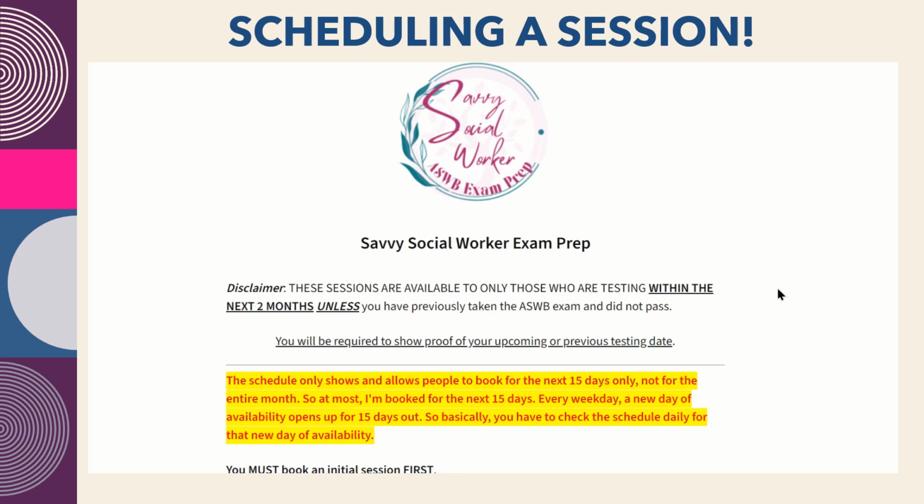That means right now my schedule will only be showing availability through the 18th, if I'm not mistaken, which is 15 days from now. So that means whatever I have booked or available through the 18th will be the only thing that is showing. There will be nothing booked past the 18th as of today because that date of availability has not become available yet.